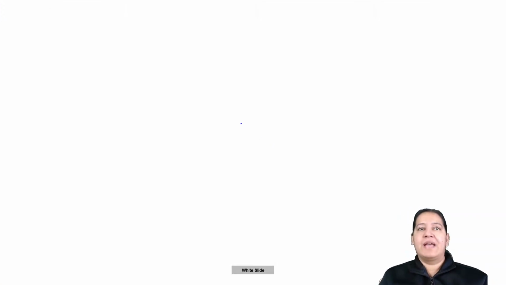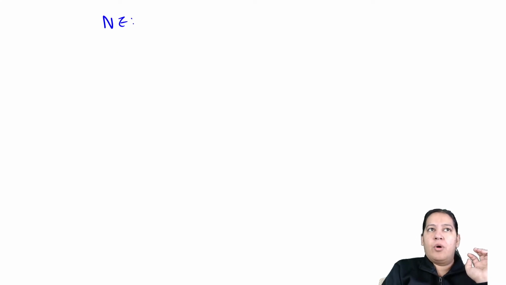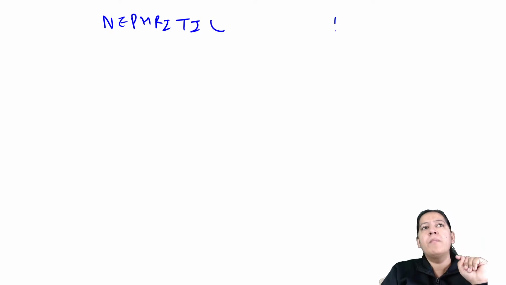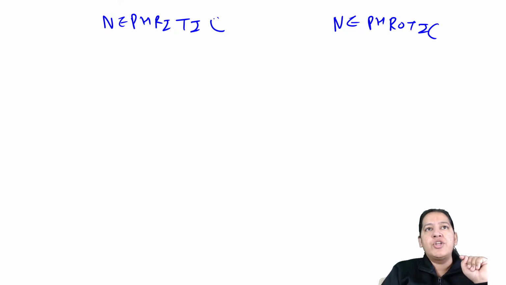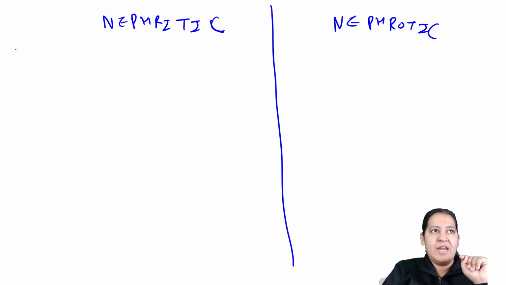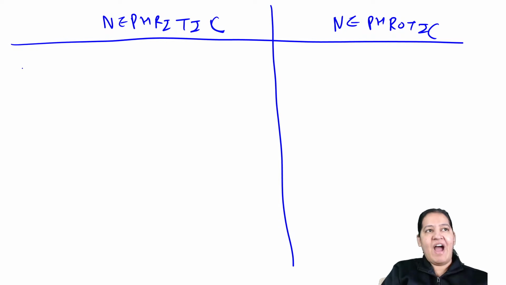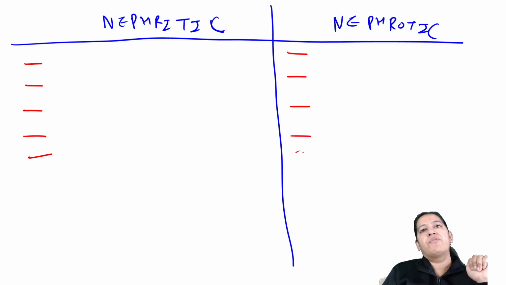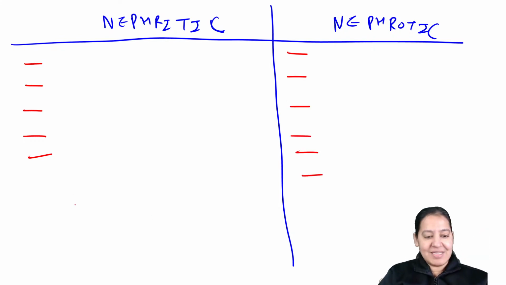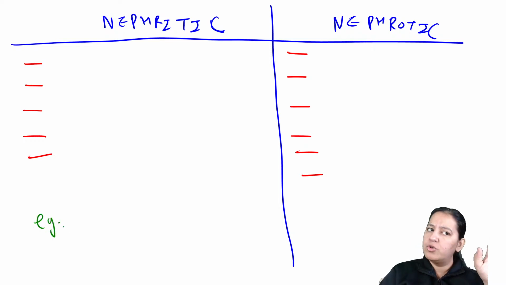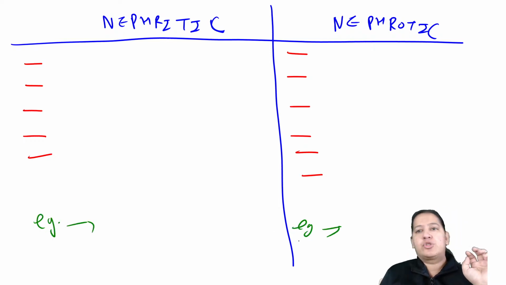Let me summarize. Now please everyone write down the summary. Please write down nephritic syndrome and nephrotic syndrome. I want your help to complete it. Tell me 5 features here, and 6 features here. Tell me the examples, only the most common ones here, not all.